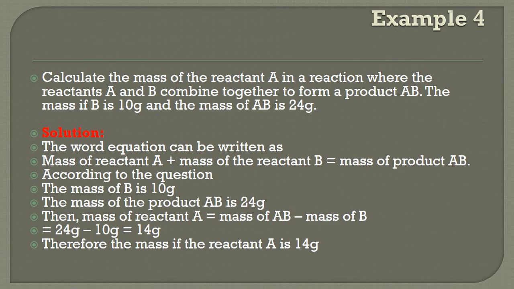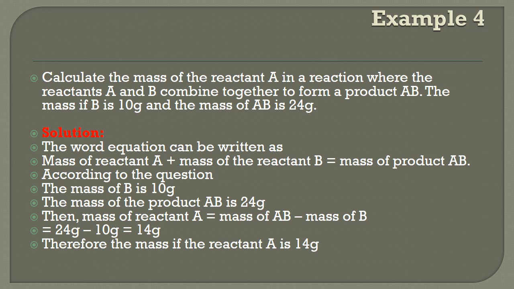Now, example number 4. Calculate the mass of the reactant A in a reaction where the reactants A and B combine together to form a product AB. The mass of B is 10 gram and the mass of AB is 24 gram.